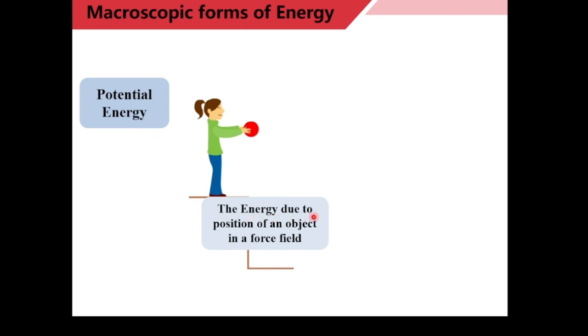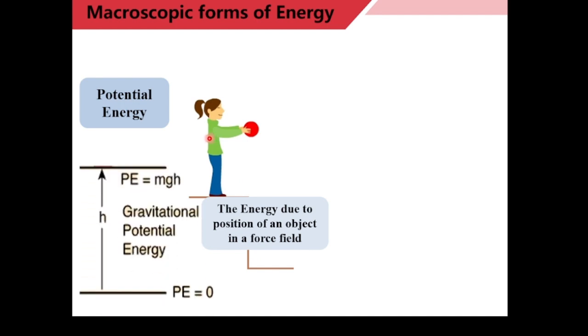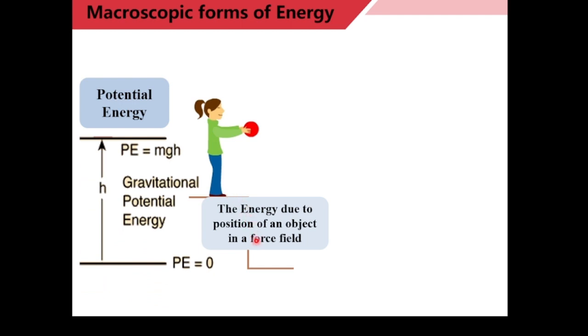The energy due to the position of an object in a force field is called potential energy. When that force field is a gravitational force field, as when you are standing on earth, the energy is called gravitational potential energy. If you have a mass at height h, then this potential energy will be equal to mgh.